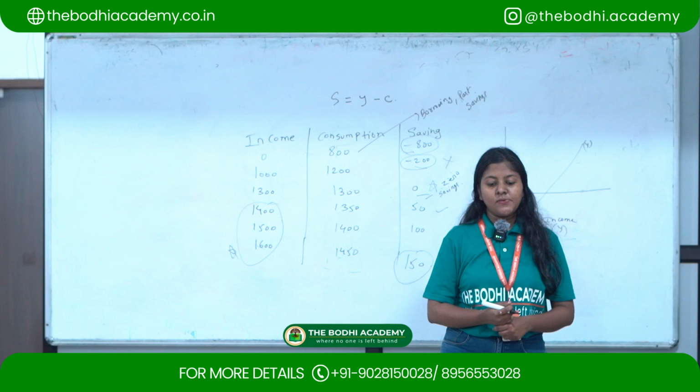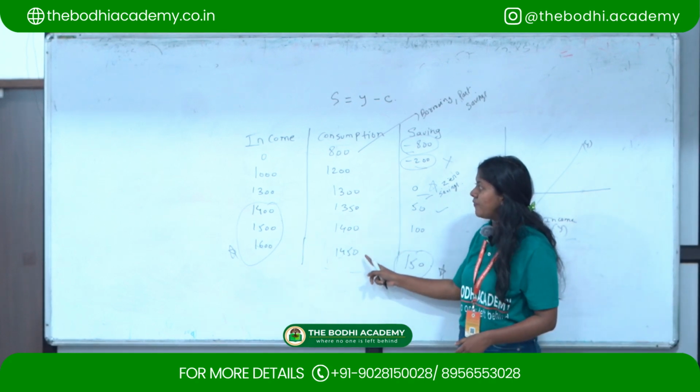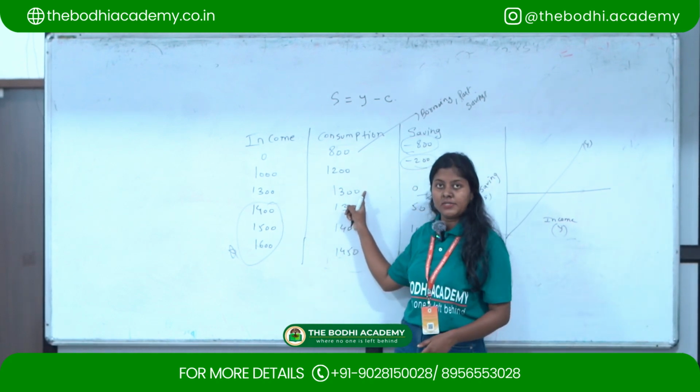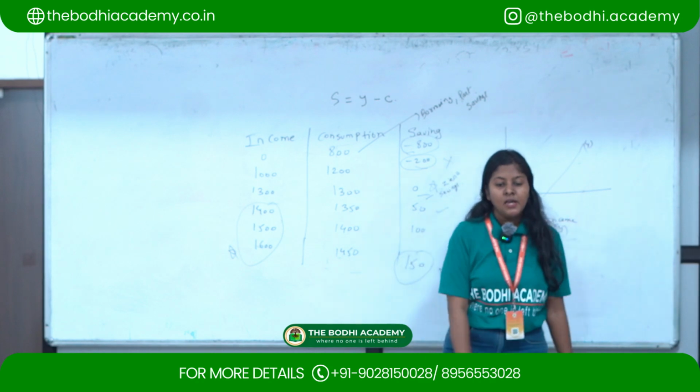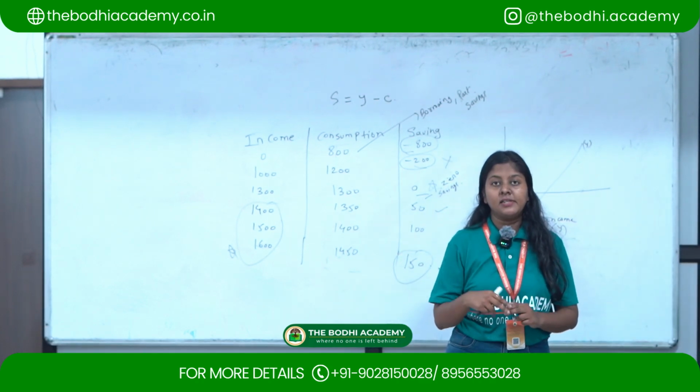However, since there is always a minimum level of consumption, if you see the first part, there was a higher level of consumption even though your income was less. Saving must be negative as long as consumption is greater than income.